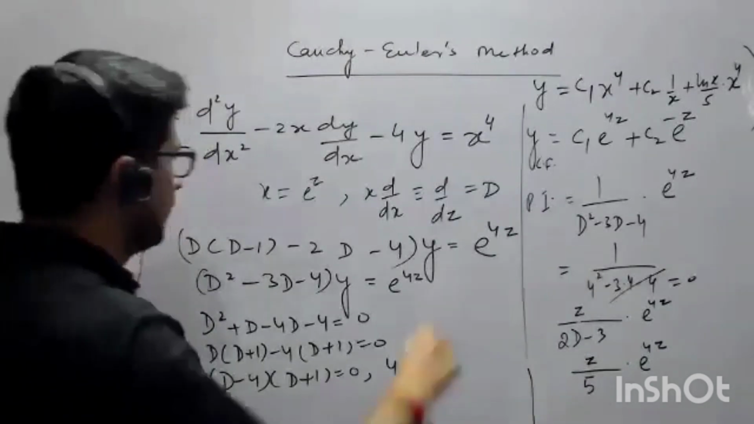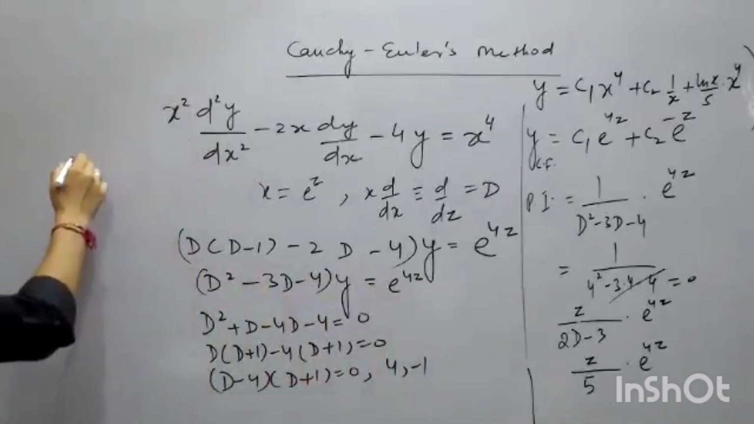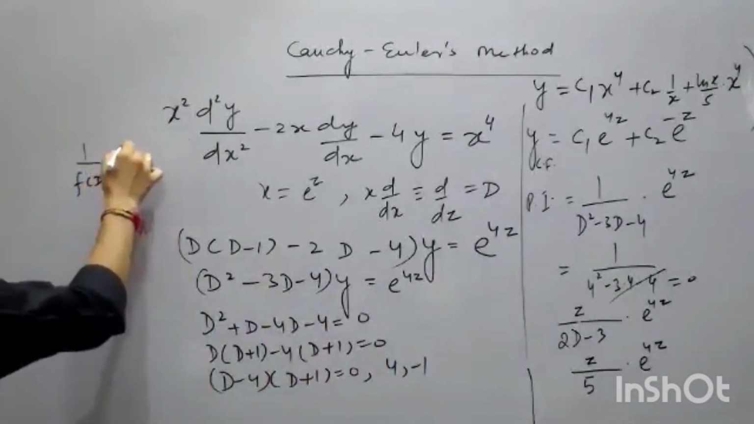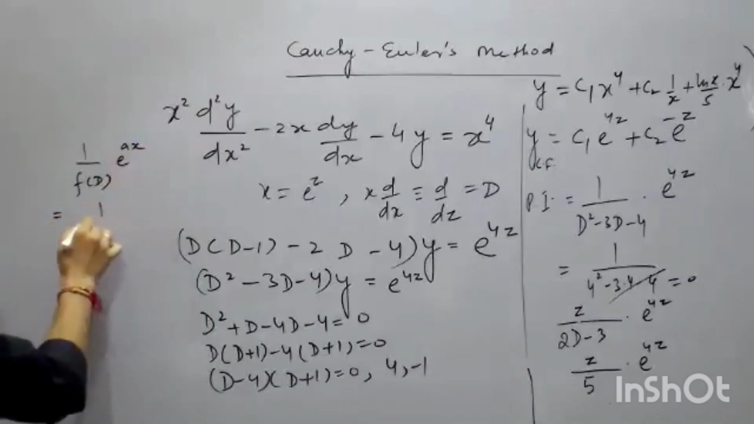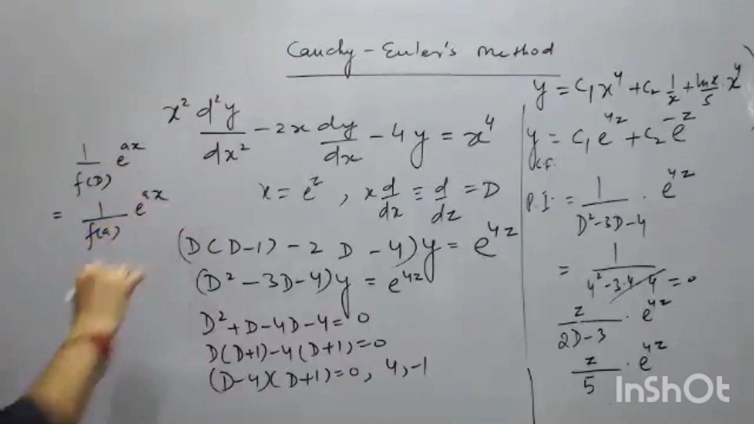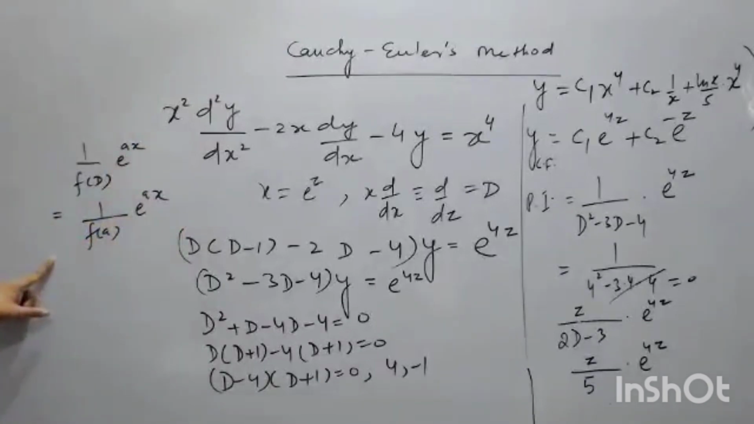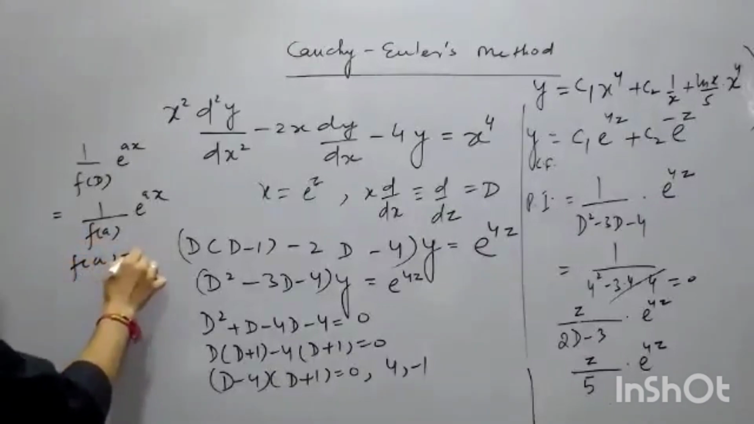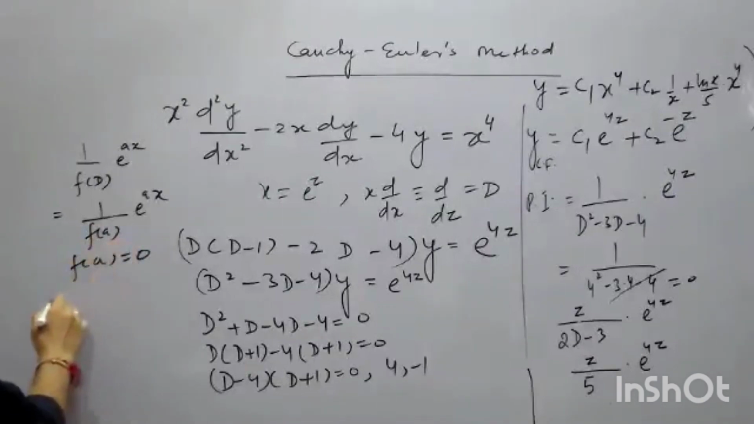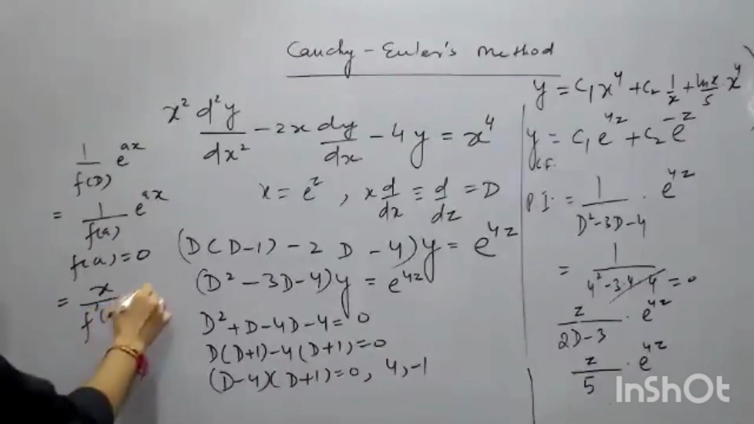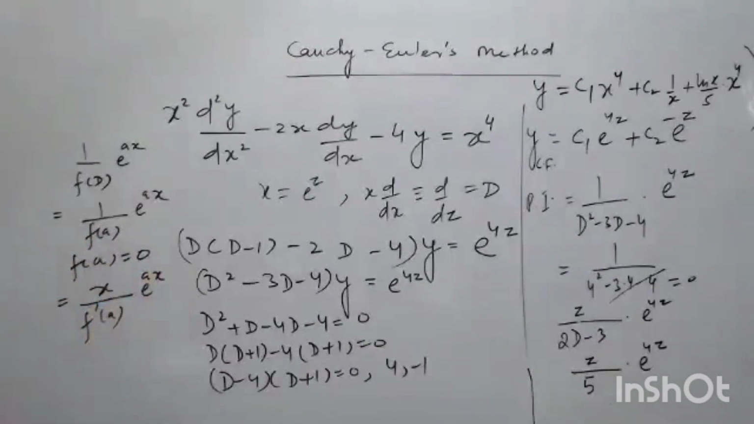If you don't get this, then you have to remember what I told you, that 1 upon f of d e to the power ax is equal to 1 upon f of a e to the power ax. Remember? Yes, sir. And if f of a becomes 0, then what happens? It becomes x upon f dash a, e to the power ax.